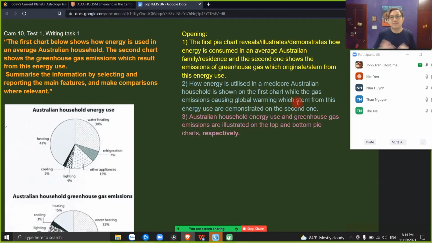Like for example, mình paraphrase cái cách passive voice đó chẳng hạn. You can combine the two ways like that.